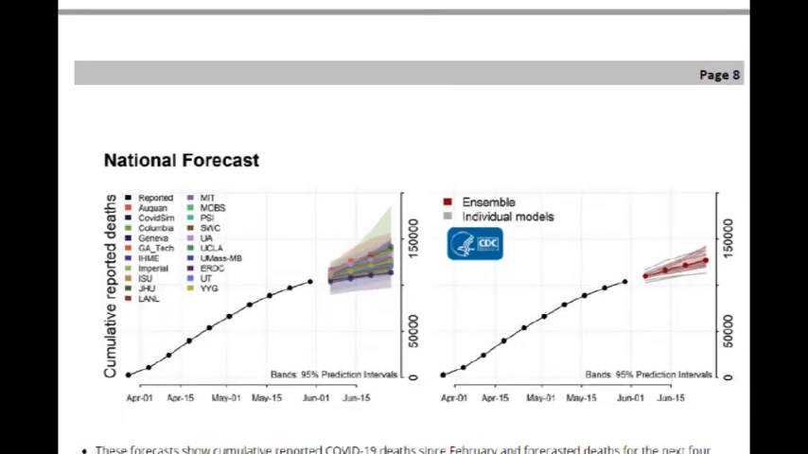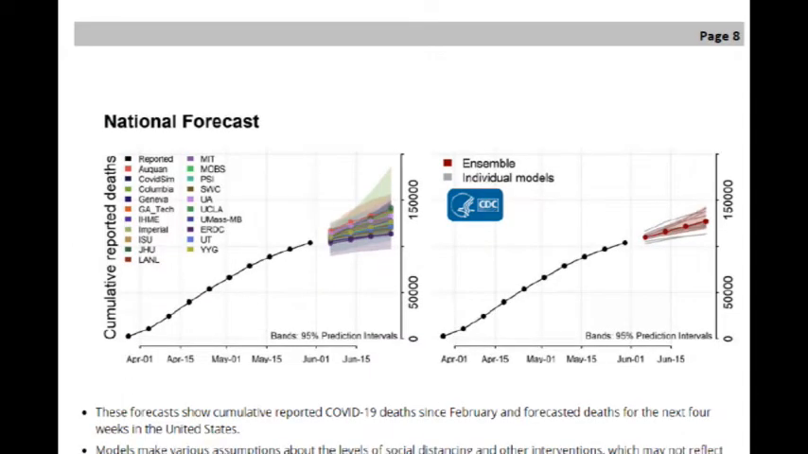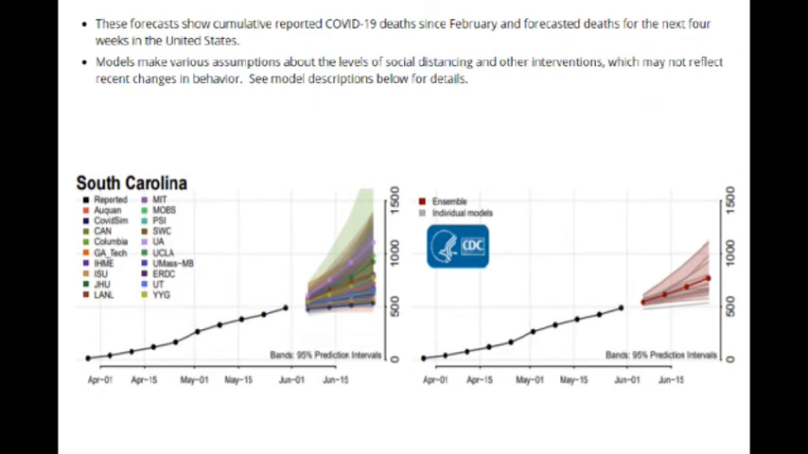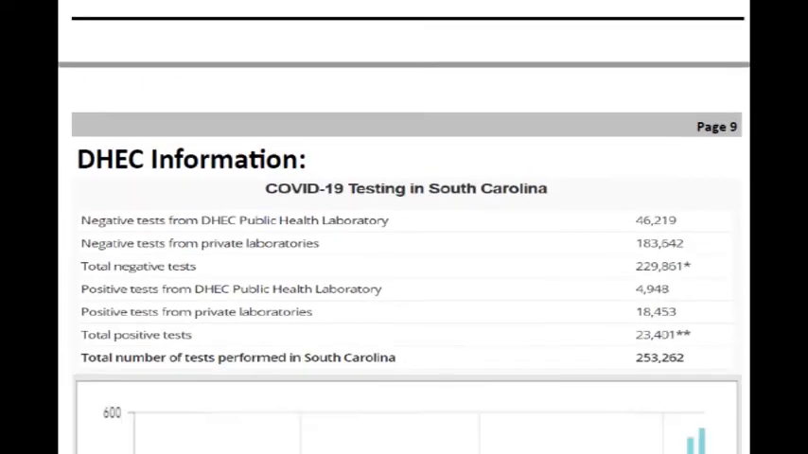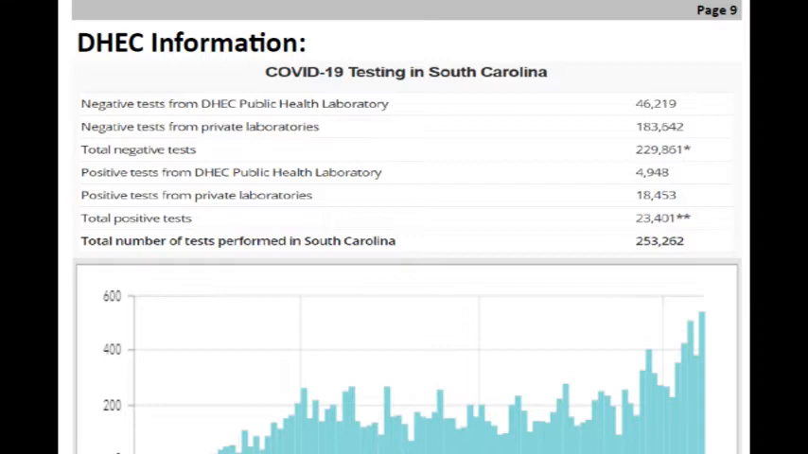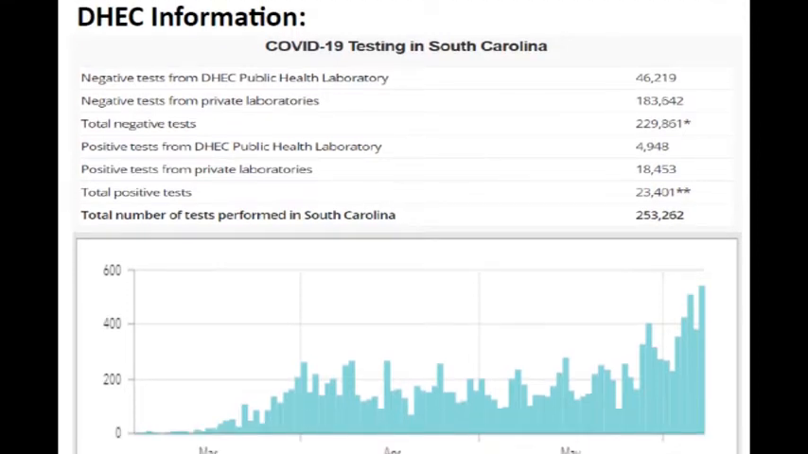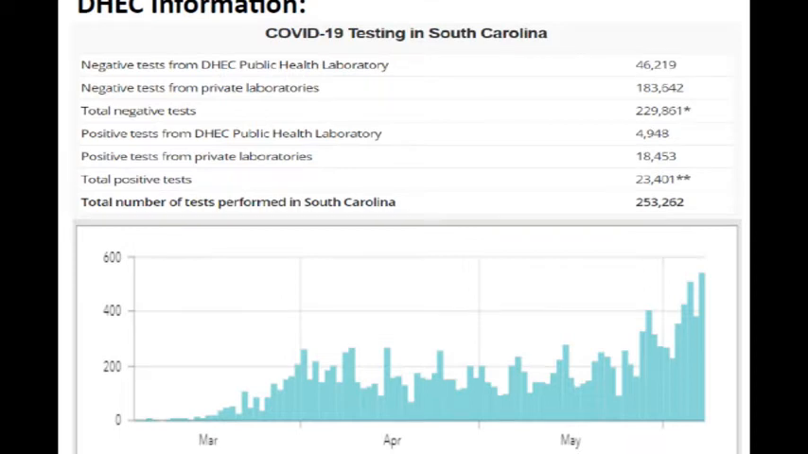On page 8 is the CDC national forecast and a forecast for the state of South Carolina. On page 9 is information from South Carolina's Department of Health and Environmental Control. The top of the page gives information on the number of tests that have been performed in South Carolina. Below that is a chart showing the new cases per day. And as you can see, the trend has been very much upward.